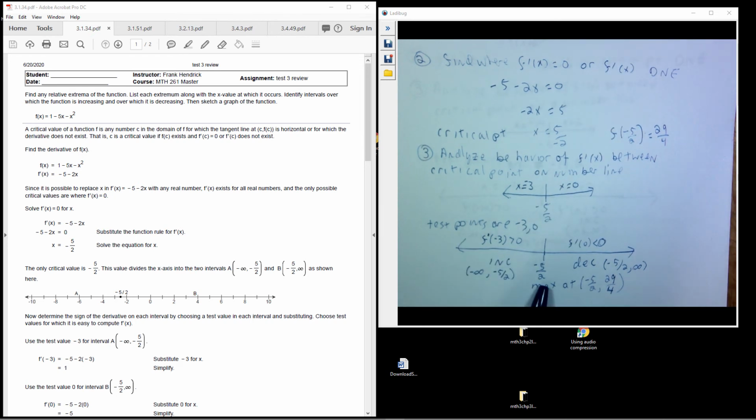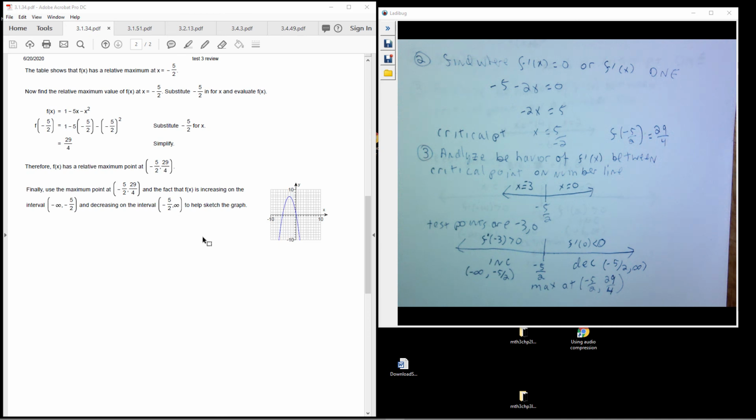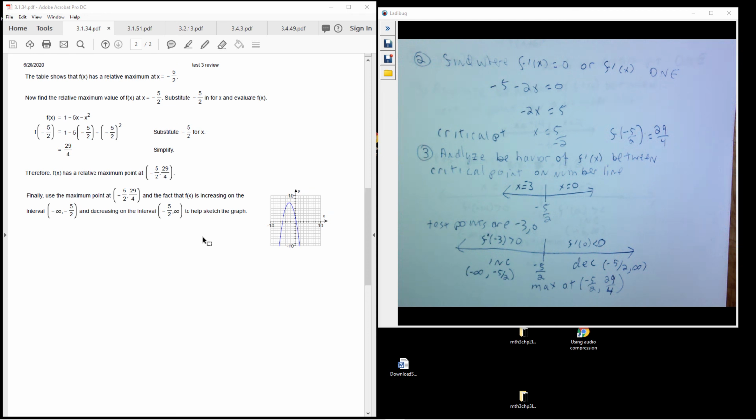That means I have a maximum at this critical point here. So I have a maximum at this ordered pair. And we can see that from the graph on your calculator. And there's the graph there, and you can see the intervals here.